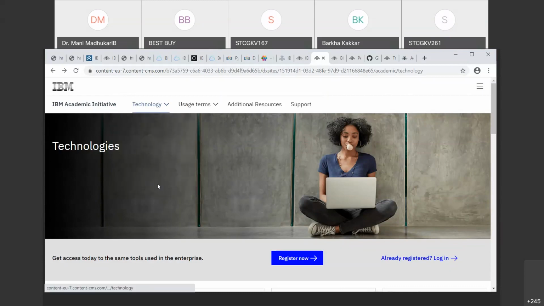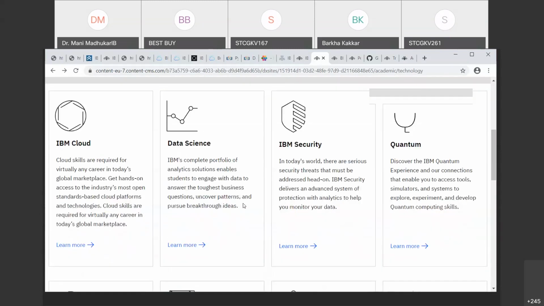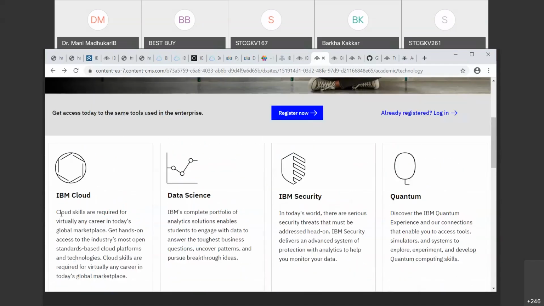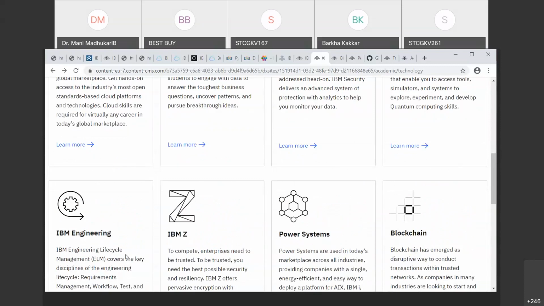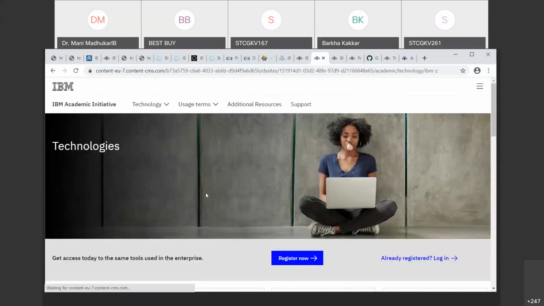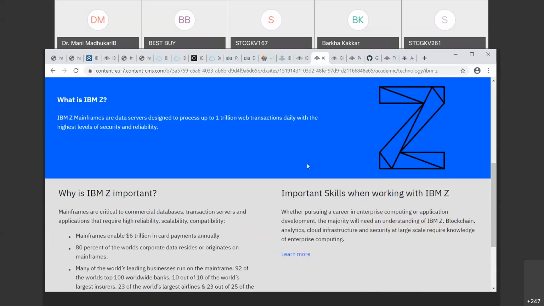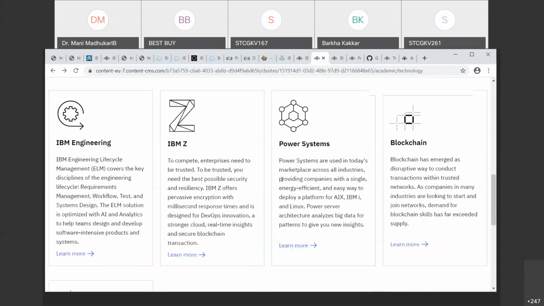What all things do we offer them to learn? What are the broad topics? Let me show you that. There are nine topics over here. One is IBM Cloud. Another is data science, security, quantum computing, lifecycle engineering, ELM, and IBM System Z. This is what was earlier the mainframes. We now have System Z. And then there is something called Power Systems.